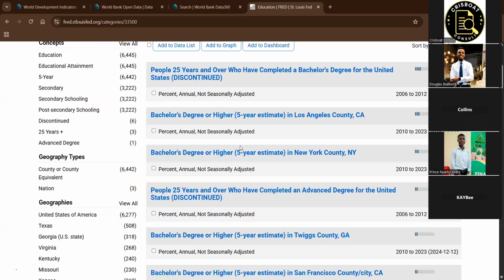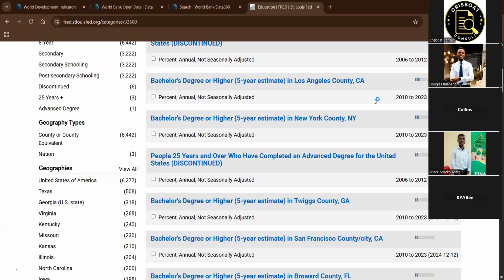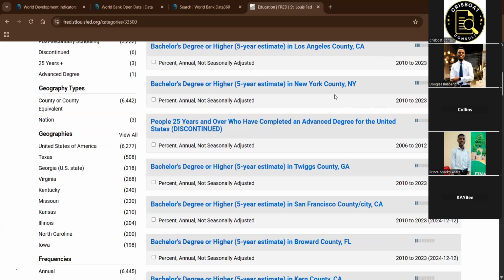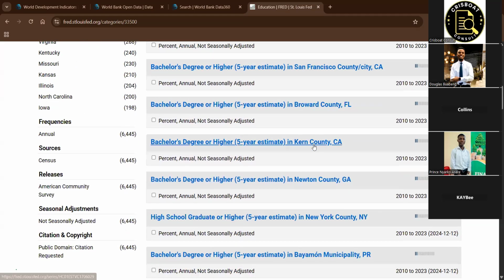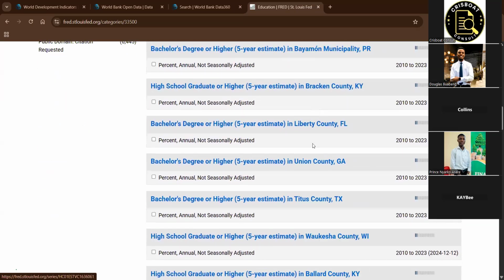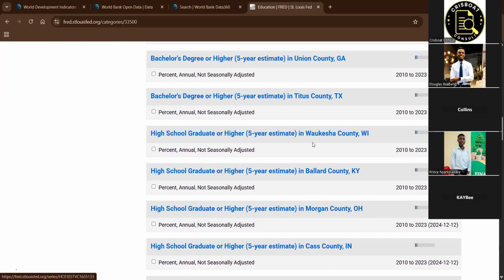So education too, we have people 25 years and over who have completed bachelor's. You can see that they said United States. So if you are writing for the United States, then it's there. New York County. So you see that most of the data is related to the United States.